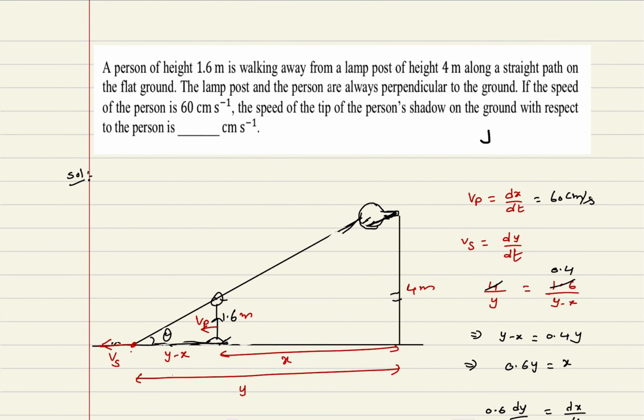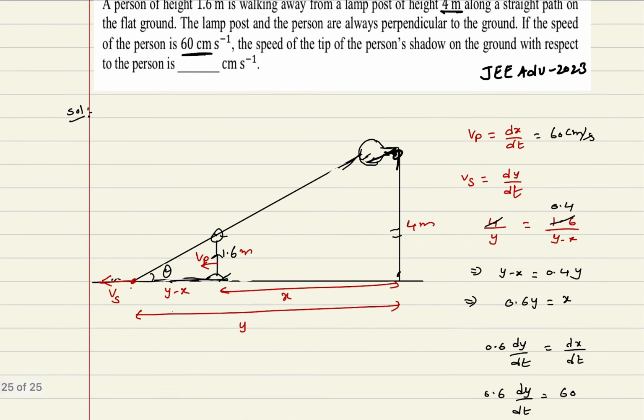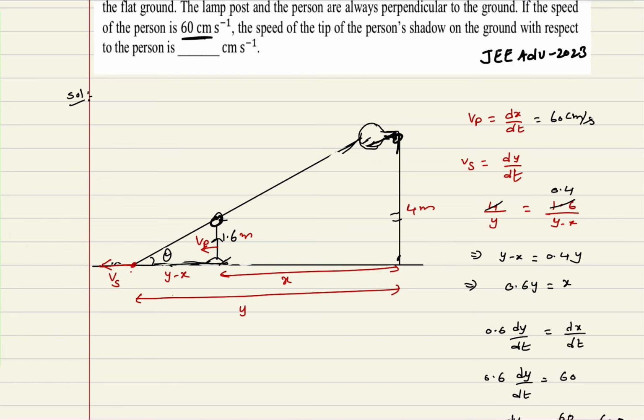So I am telling you, integral dx is equal to integral v dt, that is the only concept. See, in 2023 JEE Advanced they have given a question like this: a person of height 1.6 meter walking away from a lamp post of height 4 meters. The height of the post, you can see I have already written, 4 meters. Straight path, flat ground. The lamp post and the person are always perpendicular, so I am taking the man along the x-axis and the lamp post along the y-axis. If the speed of the person is 60 centimeter per second, the speed of the tip of the person's shadow on the ground with respect to the person is equal to how much?